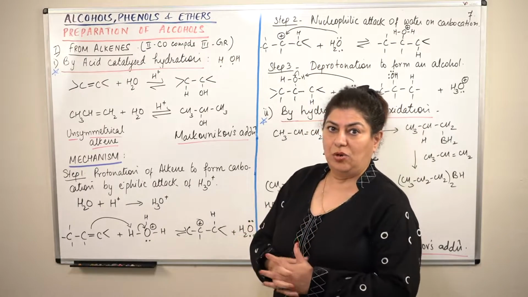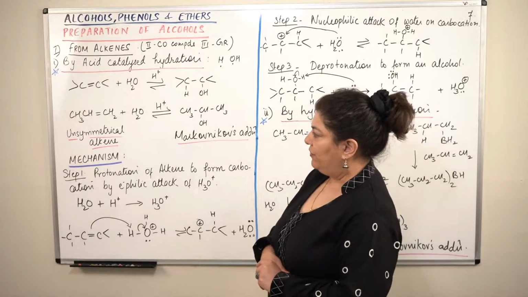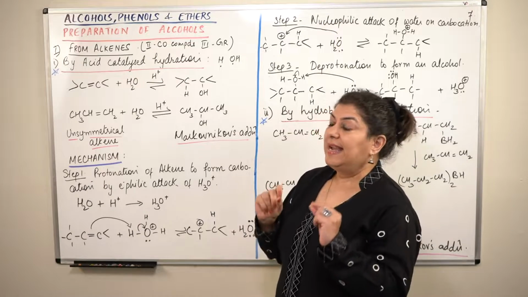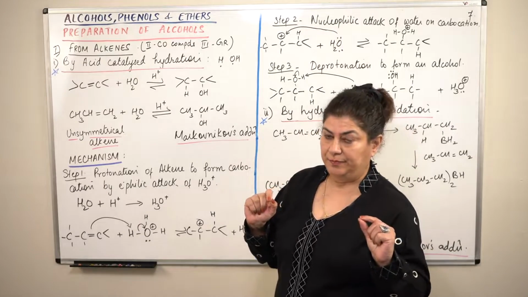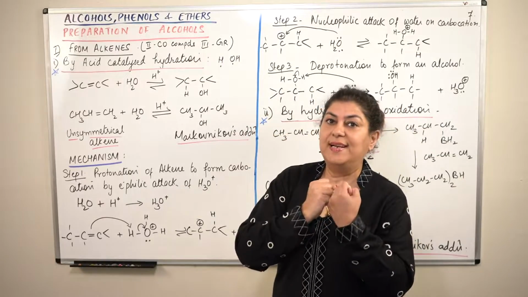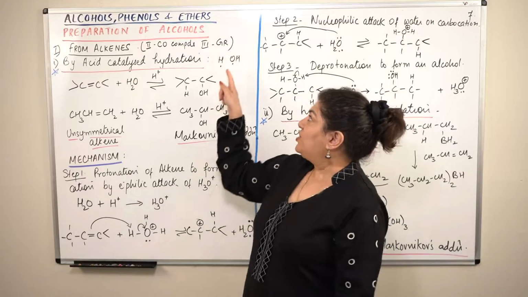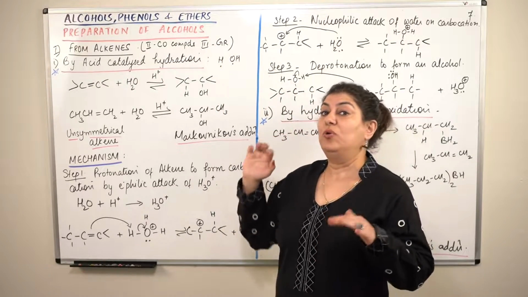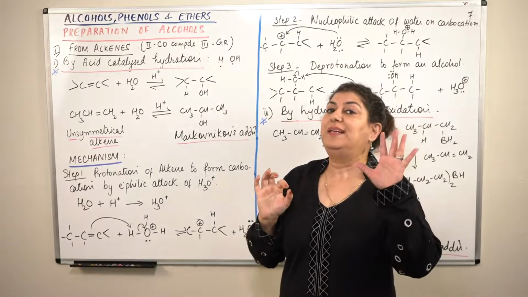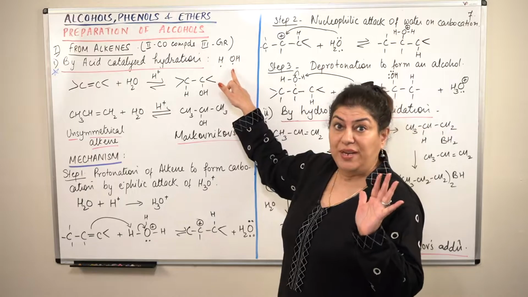What is Markovnikov's rule, and why are we calling it Markovnikov addition? According to the Markovnikov rule, the negative part of the addendum, that compound or that part which is adding is known as the addendum. If you imagine water to be ionic, H will be H positive and OH will be OH negative. So in this molecule, the OH should be the negative part. It is more electronegative. Oxygen is more electronegative.